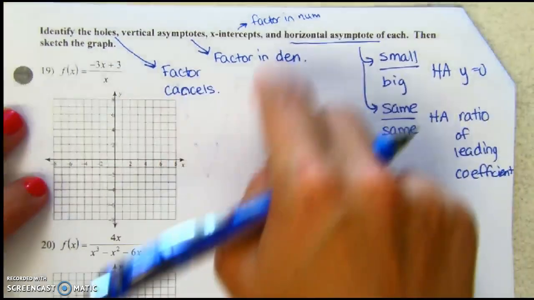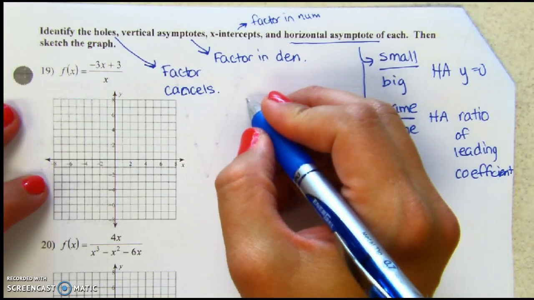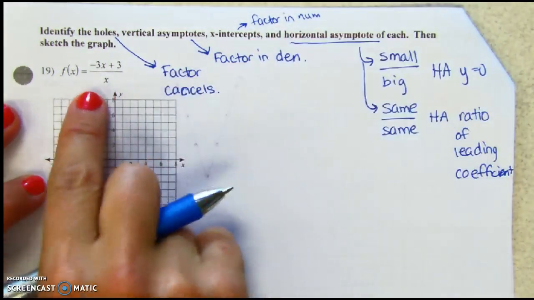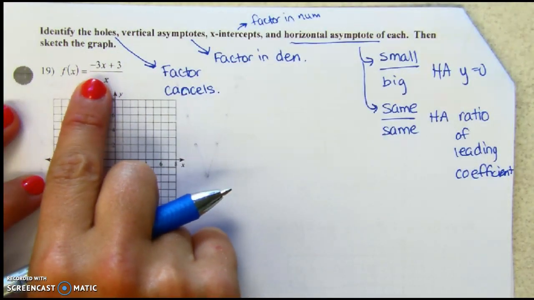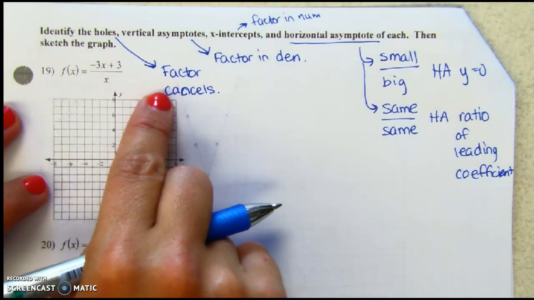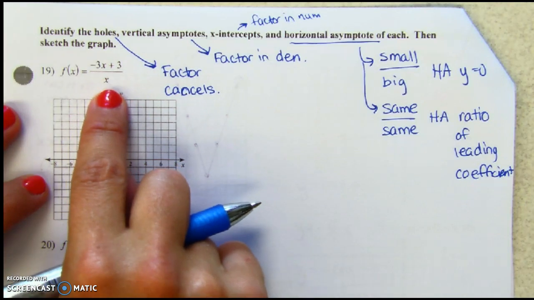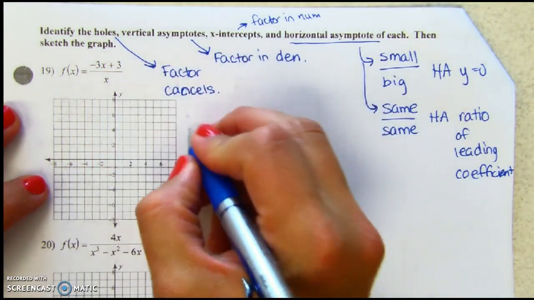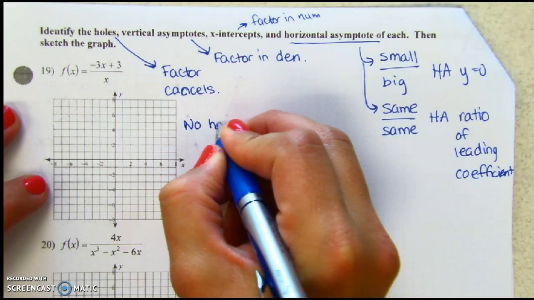Do you remember these factors? Remember this? So let's talk about 19. You're supposed to factor first, but there's nothing to factor here. So if there's nothing to factor, did any factors cancel? No factor cancels, so there's no holes.